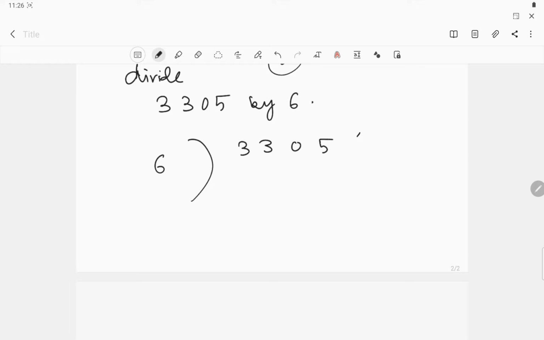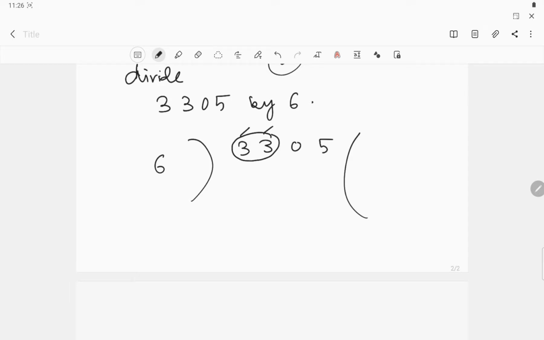Again, I am going to discuss another example. Suppose I am dividing 3305 by 6. So now 6 is the divisor, 3305 is the dividend. First of all, you have to check the first digit, which is 3, which is less than 6, so you can't divide. Now you have to check the next digit, that is 33. So you have to take 33, which is bigger than 6.